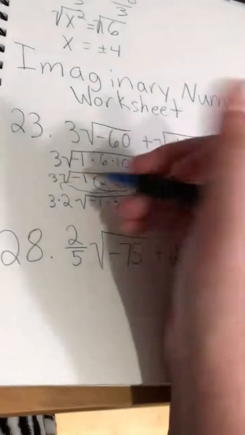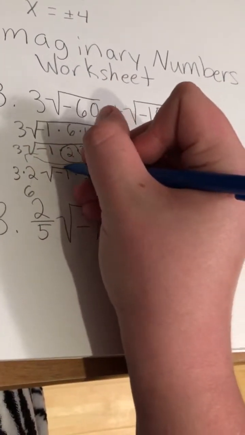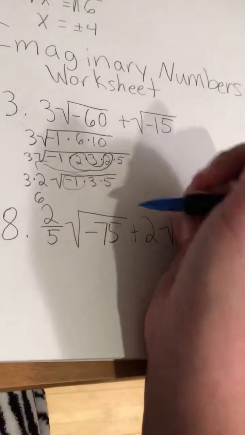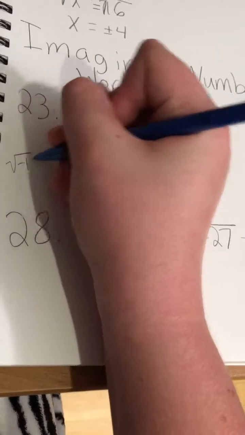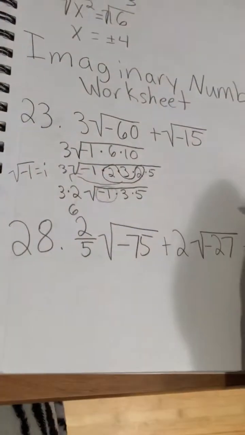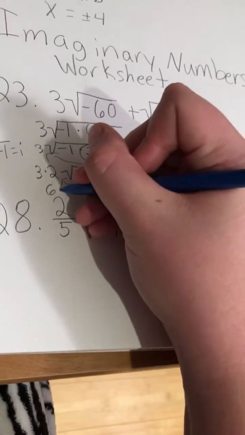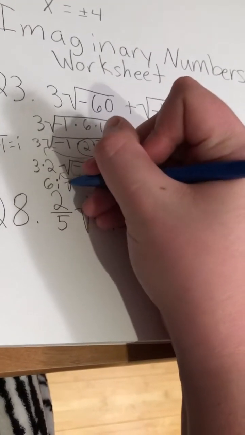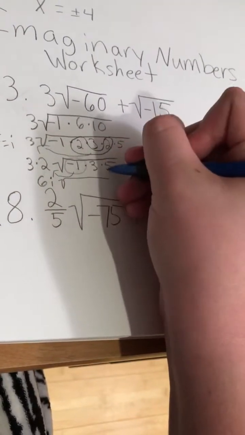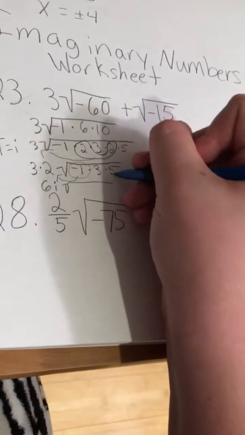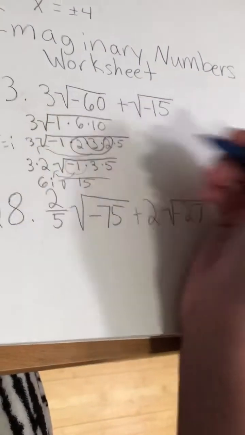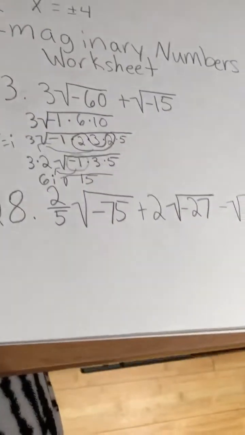Now with this outside, I have 6. I'm going to bring out the square root of negative 1. The square root of negative 1 will always give you i. So this i comes outside as well. So I have 6i times the square root of 3 times 5. Well, 3 times 5 is 15. So I'm left with this.